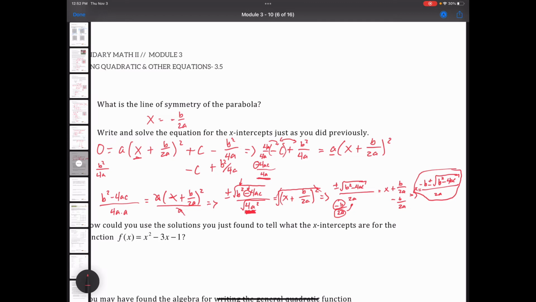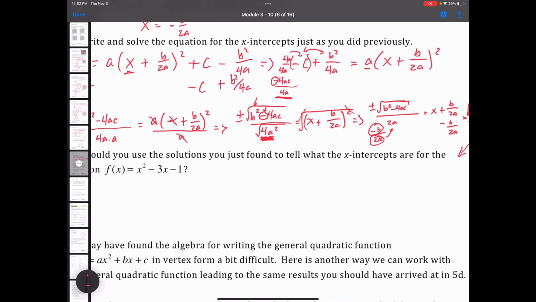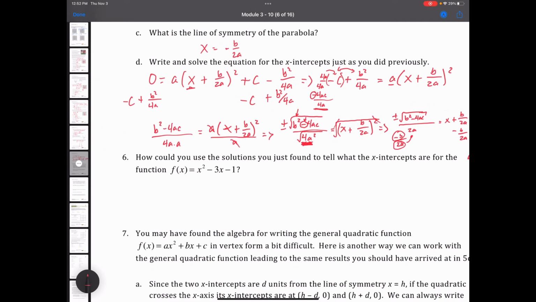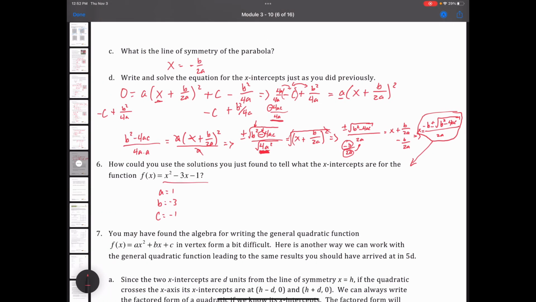That's pretty incredible. Okay, now let's use that as a shortcut and say, what are the solutions for the x-intercepts of this function right here, where we've got a equal to 1, b equal to negative 3, and c equal to negative 1. So let's go ahead and use that equation. I've got minus negative 3 plus or minus the square root of negative 3, I'm going to square that whole thing, minus 4 times 1 times negative 1, all over 2a, which is just 2.